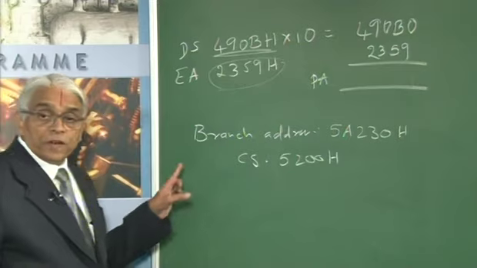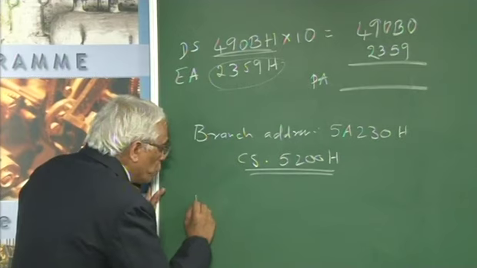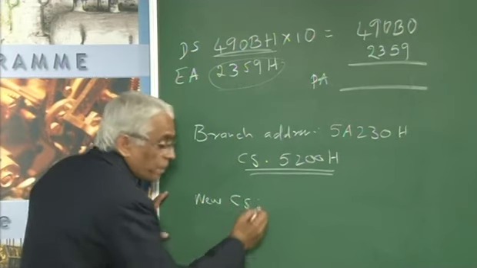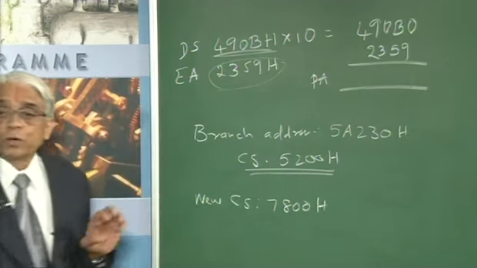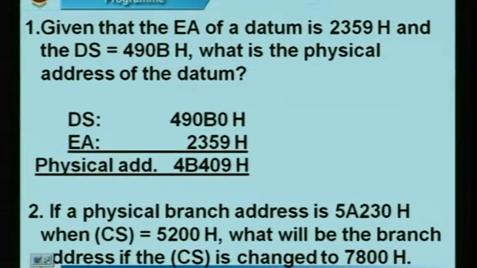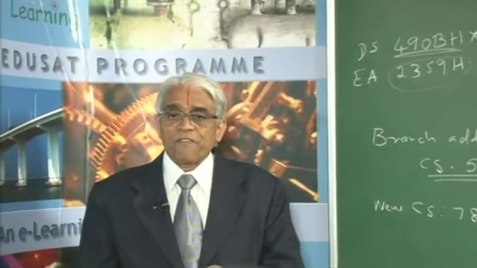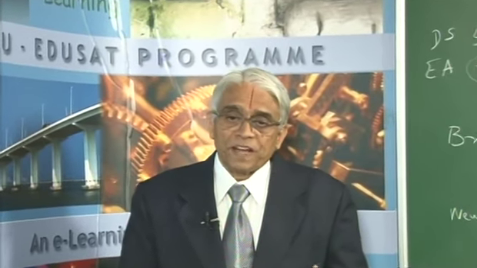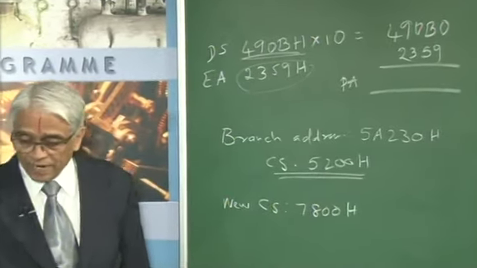Now, if the code segment is changed from this to a new code segment value which is 7800 hexa, the question is what will be the branch physical address. Having understood this, we need to first find out what is the effective address. Once you get the effective address, take that effective address and add it to the displaced new code segment value, which is given as 7800, to get the required result.